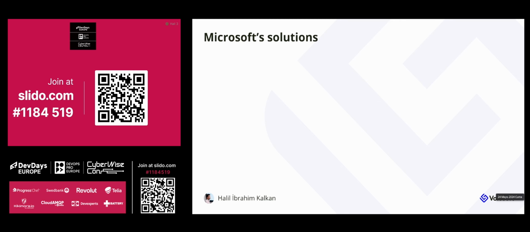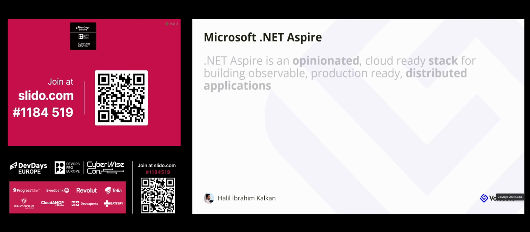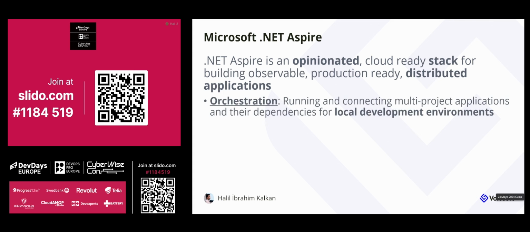Since I am a .NET developer, Microsoft provided some solutions to this problem before. They tried to introduce the Tye project. Before it was an experimental project, now it's retired and replaced by .NET Aspire in the latest .NET 9. It's still in preview. .NET Aspire is an opinionated, cloud-ready stack for building observable distributed applications. It has three main components.